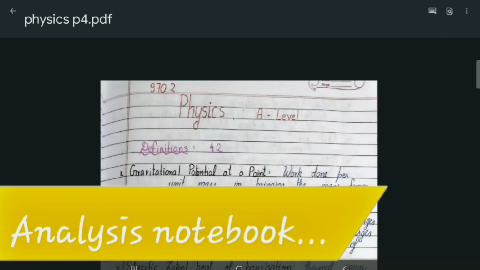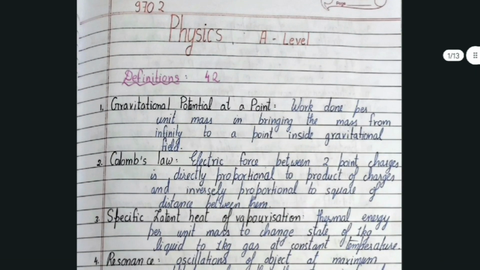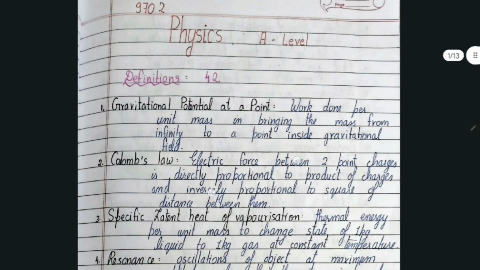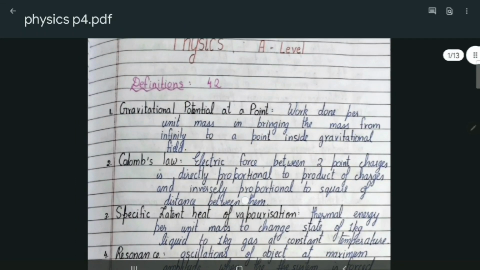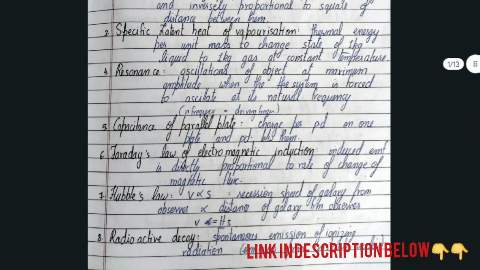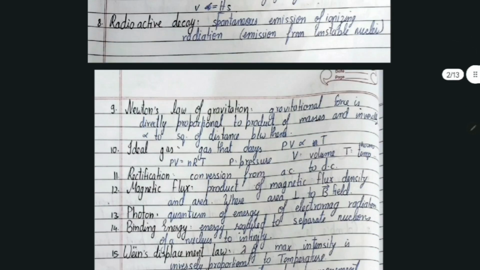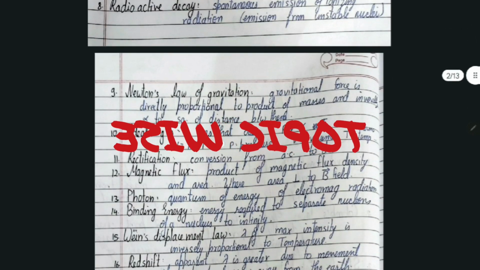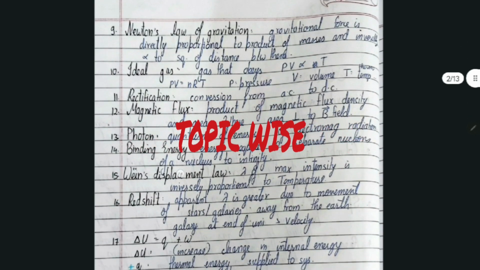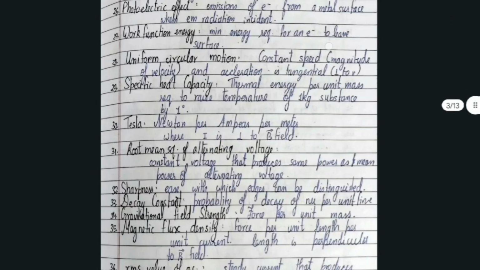Now when you copy these wrong questions into a separate notebook, that's what you call the analysis notebook. Like here I've made one for physics. The link for it is provided in the description box. I've copied down all the definitions that were there, not just the ones that I got wrong. And make sure that you do it topic wise. Here I've just randomly put all the definitions together, but if you do it topic wise, it's more organized and it's better for referring back.